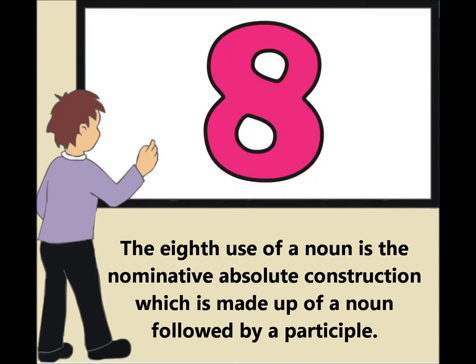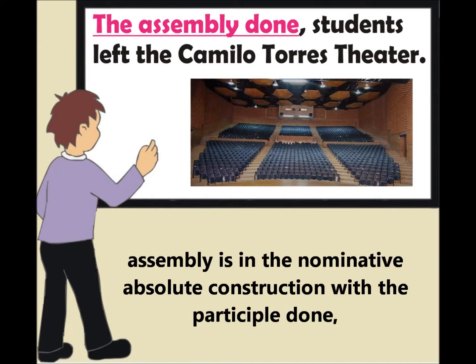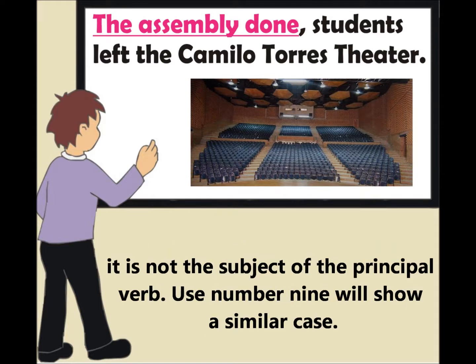The seventh noun function is not so difficult compared with the use number 8. The eighth use of a noun is in a nominative absolute construction, which is made up of a noun followed by a participle. When this construction is placed at the beginning of a sentence, it must be carefully distinguished from a noun used as the subject of the verb. For example, in the sentence, the assembly done, students left the Camilo Torres Theater, assembly is the nominative absolute construction with the participle done, and students is the subject of the verb left. Even though assembly is at the beginning of the sentence, it's not the subject of the principal verb.